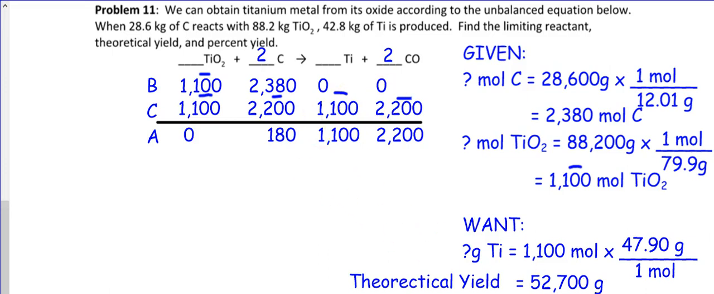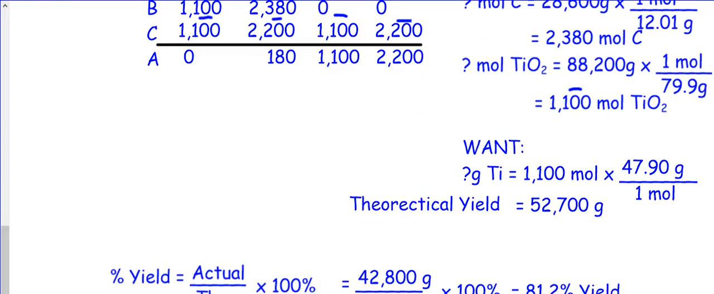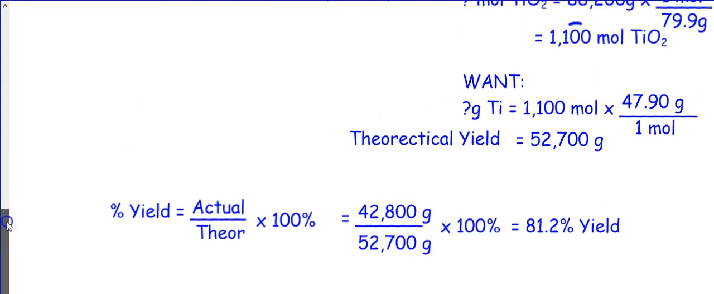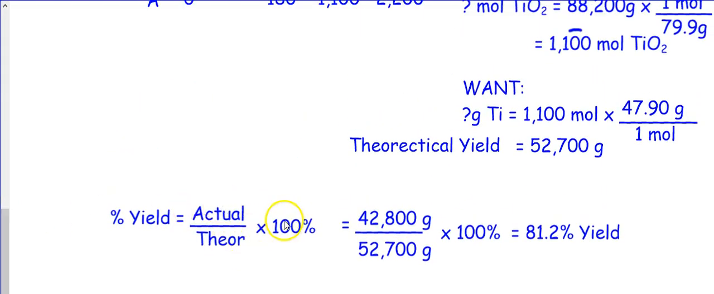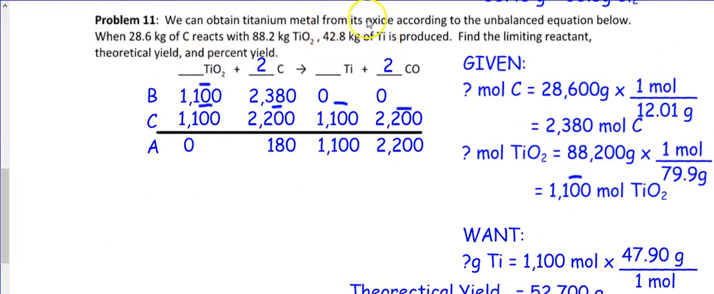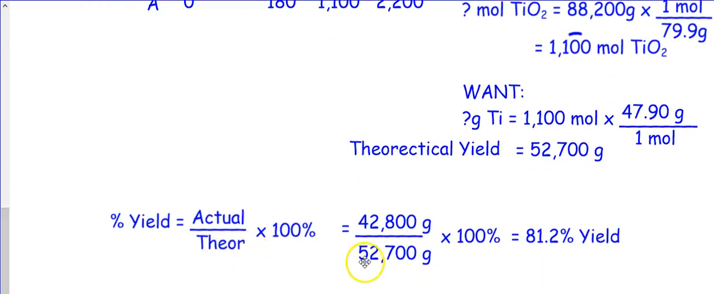So how do I find my percent yield? Do you remember I have that formula on a prior page? Here it is. So percent yield is actual over theoretical times 100. So how much did I actually make? We'll look at the problem again. Here it is. I actually made 42,800 grams of titanium. I theoretically, that's what my BCA table tells me, is 52,700 grams times 100%. I get 81.2% yield. Okay, so let's see what the next page is.